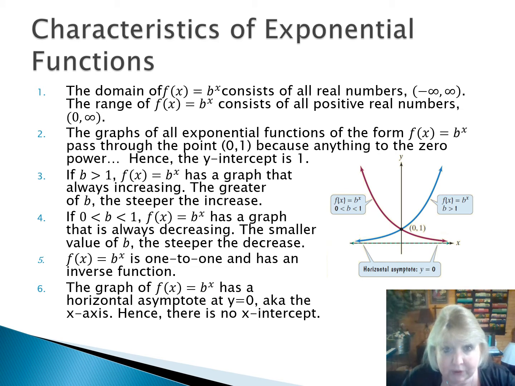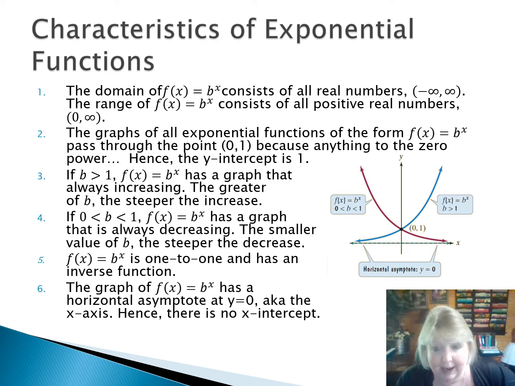Here we have several characteristics of exponential functions that will make graphing much easier if I learn them. First, the domain is all real numbers, meaning no matter where I move on the x-axis, I can go up and find a y value. The range is all positive real numbers. The x-axis acts as a horizontal asymptote, which means I can never touch it, and if I can't touch it, I certainly cannot cross it. So my range is only all positive real numbers.